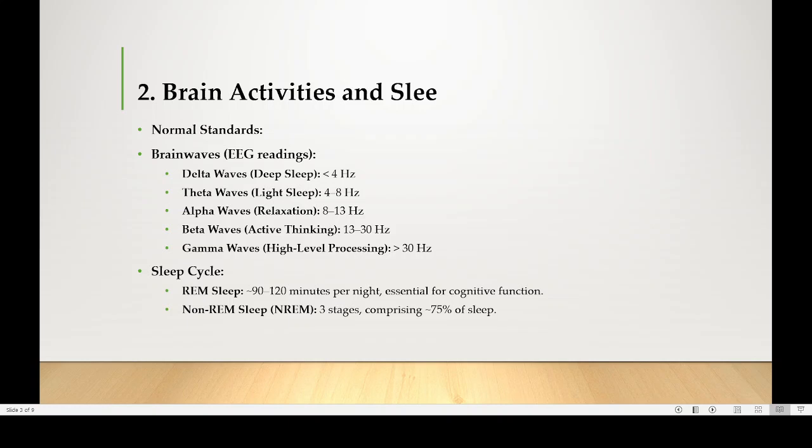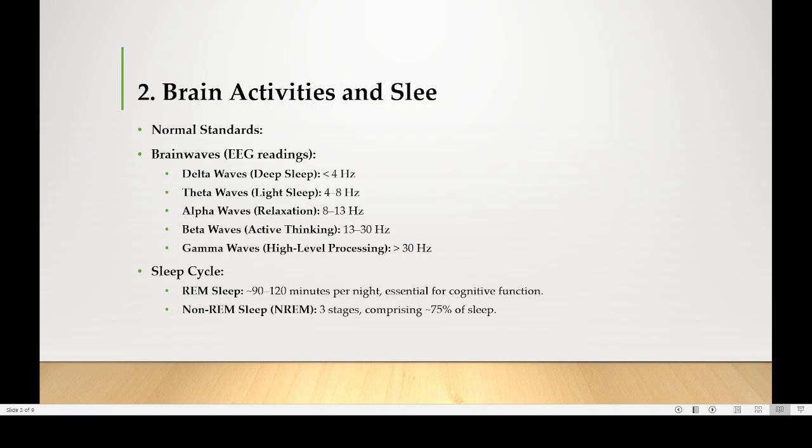For example, when you are concentrating very intensively on something, it will be beta waves or gamma waves. When we are sleeping, it will be delta waves. So this is the normal brain waves. If the frequency is less than 4 Hz, we call it deep sleep. And during theta waves, it is a light sleep.